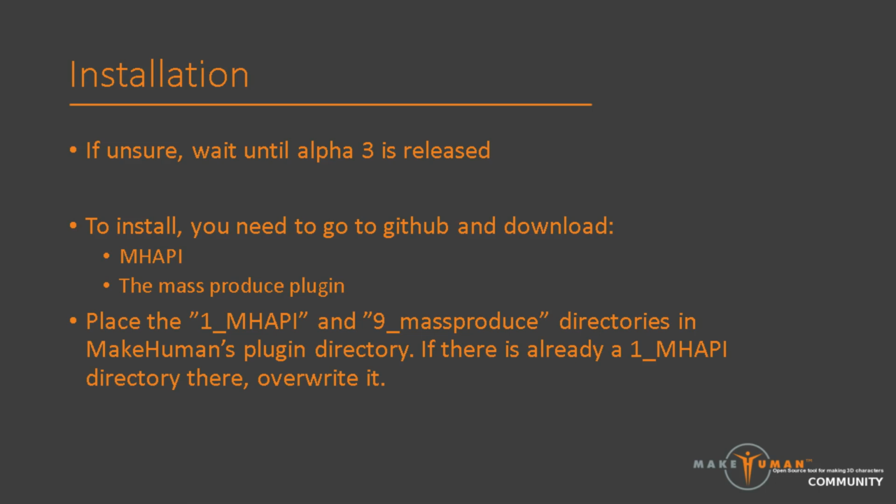Note that the requirement is that you either run the latest MakeHuman from source, or that you are running at least Alpha 2. To get the plugin and the MH API dependency, visit the MakeHuman community GitHub page. You can find a link to this in the description of the video. When having downloaded and unzipped these, find the plugins directory in the MakeHuman installation. Here you will see directories starting with a number and an underscore. Copy the 1_MHAPI and the 9_MassProduce directories into this structure. Overwrite MHAPI if it exists. When you start MakeHuman the next time, the MassProduce plugin will be enabled.